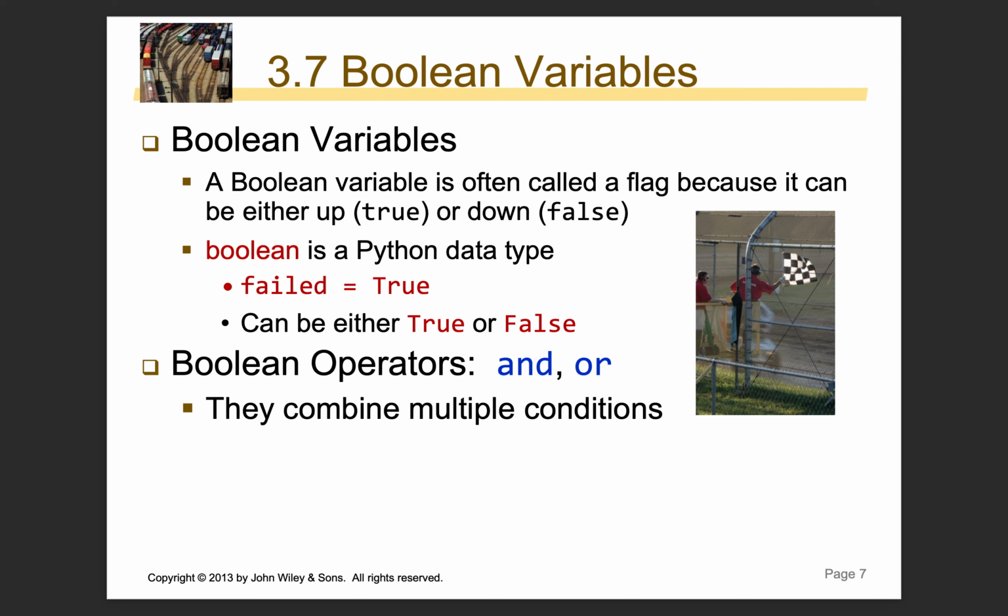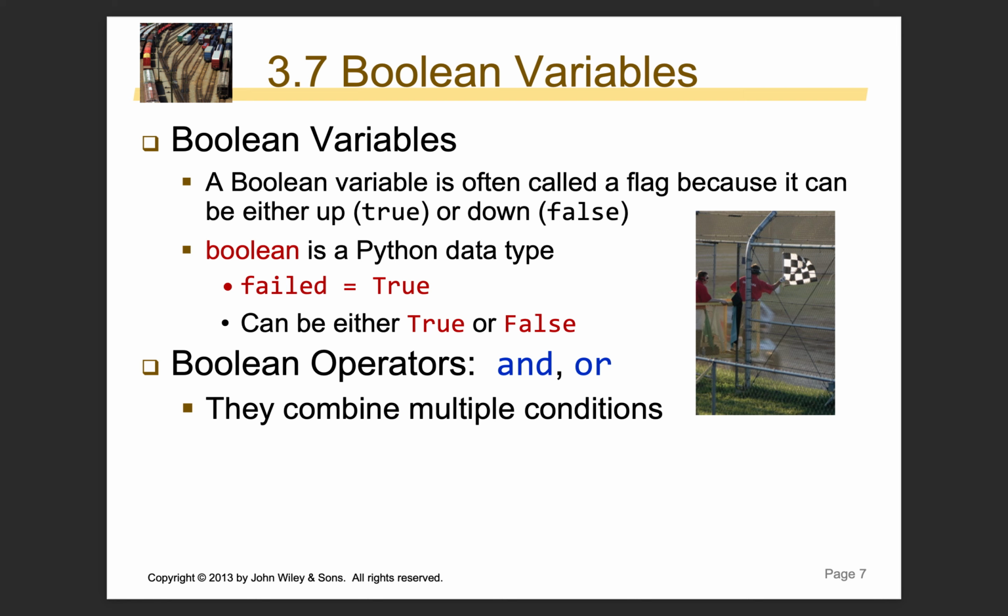Okay, so a Boolean is a Python data type. It can only have one of two values. It can either be true with a capital T, or it can be false with a capital F. Okay, and we can create a variable, something like failed, and make it a Boolean data type by assigning it a value of true or false. So in this here, we've created a variable. It's the Boolean data type because it's storing a Boolean value which is true.